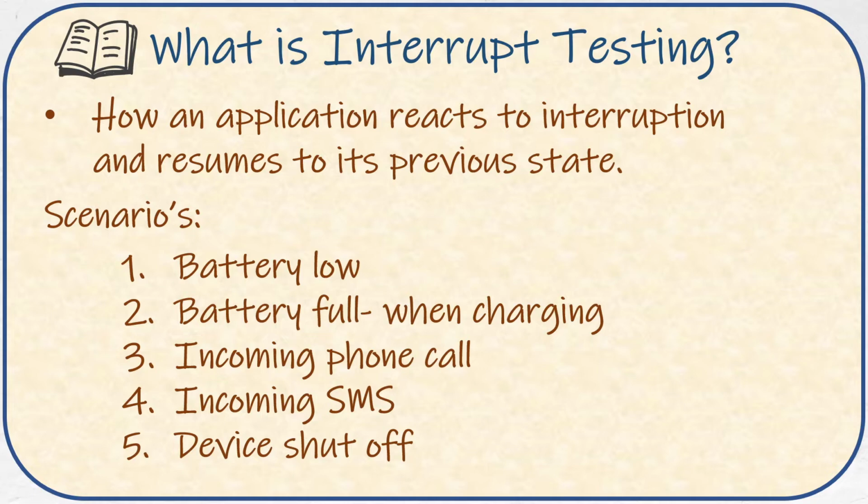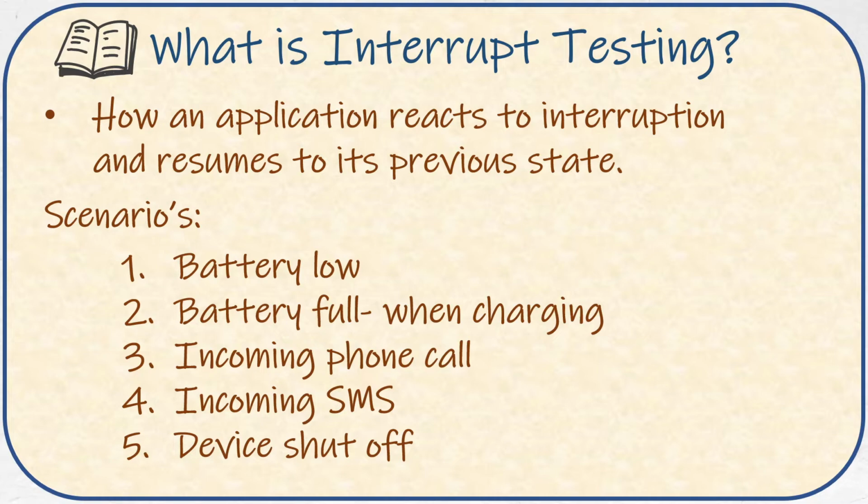So ideally, what happens is when you're using the application, you may get a few interrupts. Suppose you're using the Facebook application and you receive a call. Once your call is done, Facebook should be resumed at the state where you were using it. It should not force close or behave improperly only because of the interrupt caused by the phone call. So basically, this is an example of interrupt testing.